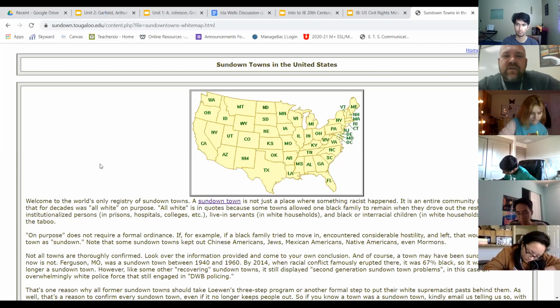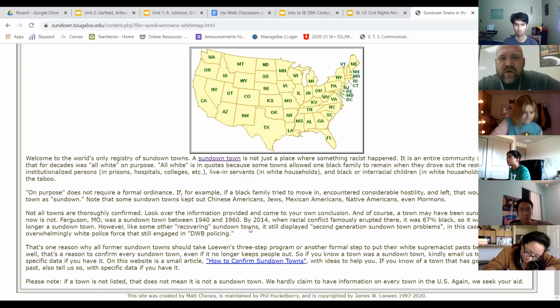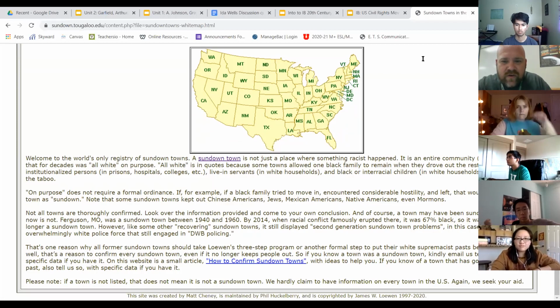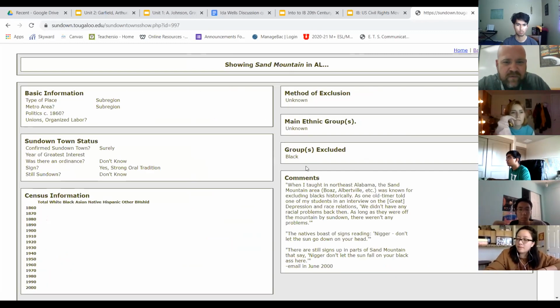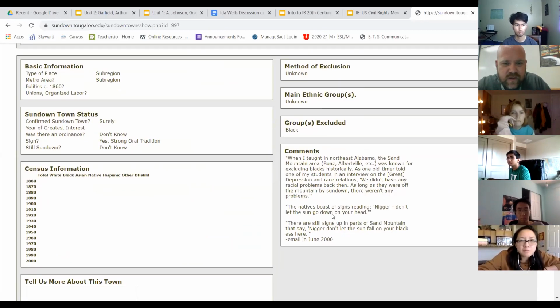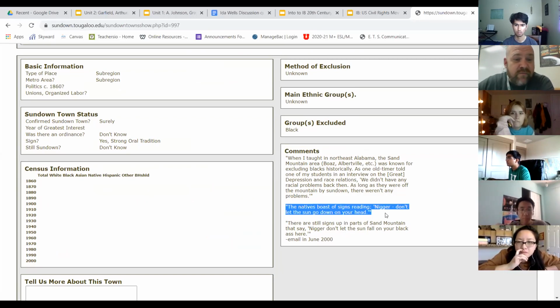Now, sundown towns exist in every state in the nation. So let's examine good old Alabama first, and then I'll break your souls with Utah. All right, so Alabama first. Okay, here's Sand Mountain, a good example. If you look here, can you guys see this? Right? There's a sign in the front. So in Alabama, it's just obvious. They hang the signs up in Alabama, Mississippi, things like that.